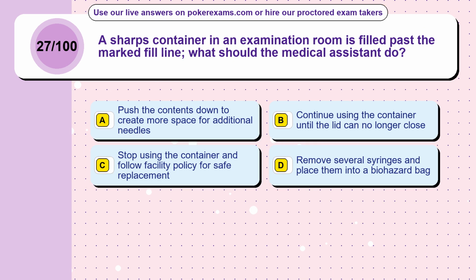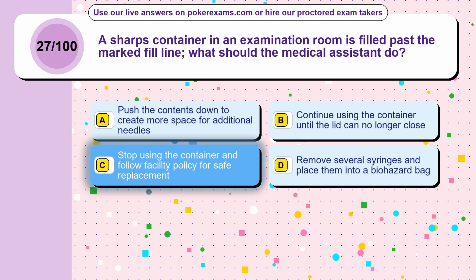Question 27. A sharps container in an examination room is filled past the marked fill line. What should the medical assistant do? Option A. Push the contents down to create more space for additional needles. Option B. Continue using the container until the lid can no longer close. Option C. Stop using the container and follow facility policy for safe replacement. Option D. Remove several syringes and place them into a biohazard bag.